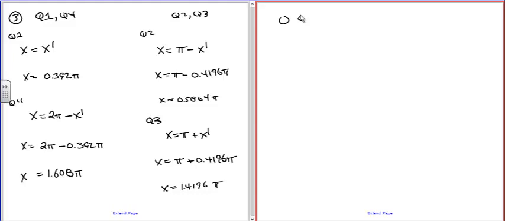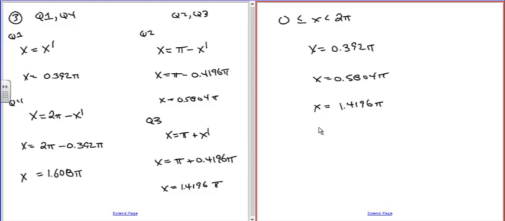So if I want to say between 0 and 2 pi, I get x equals 0.392 pi. That's my first quadrant solution. I've got 0.5804 pi. That's my second quadrant. I get 1.4196 pi. That's my third quadrant. And I get 1.608 pi.